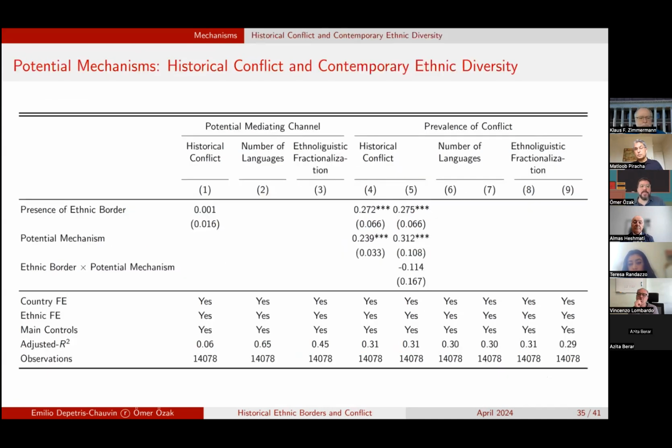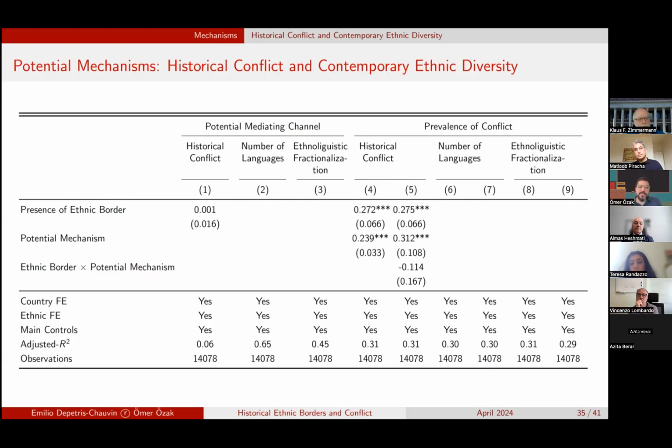Right? So let me go a little bit into other potential mechanisms. It could be that what we're capturing is just the effect of historical conflict that may determine where borders are, and these historical conflicts persist, and it's nothing about the border, it's really about historical conflict. Or it could be that we're just capturing diversity, right? There's a huge literature saying that diversity is bad for conflict, right? And so here we're going to study this according to what we presented at the beginning.